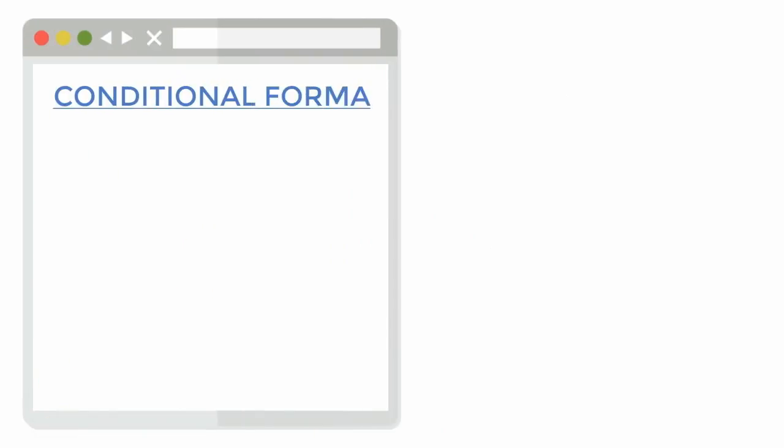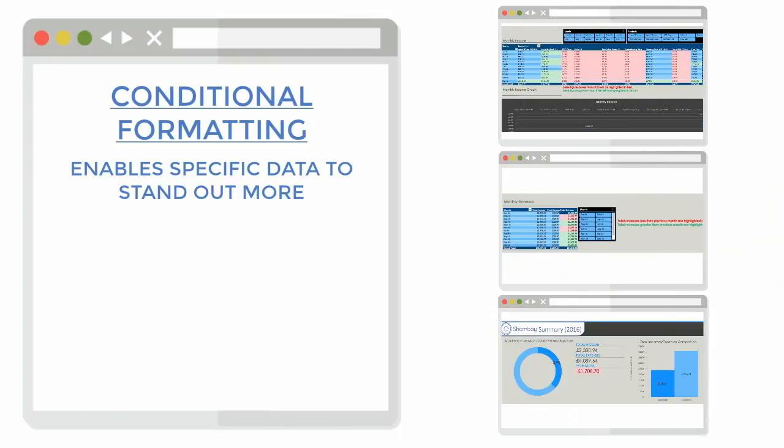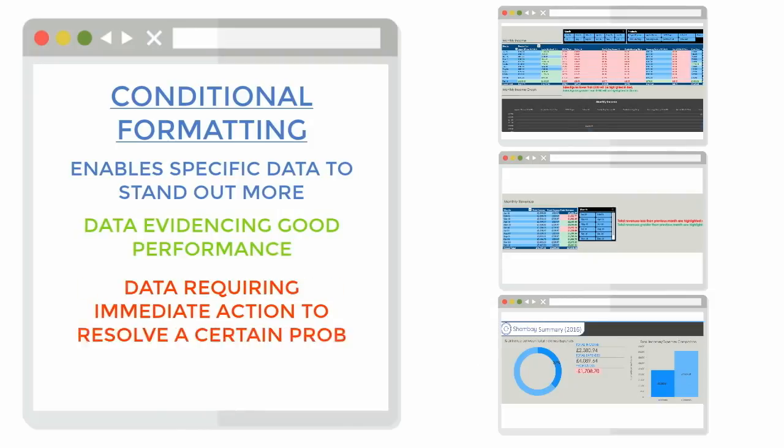The dashboard has also implemented conditional formatting rules to allow specific figures to stand out amongst the other data and grasp the attention of the user. This includes data that shows a high level of performance, evidencing the company's successfulness, or urgent figures which require the company to act immediately to resolve a certain issue impacting the company's operations.